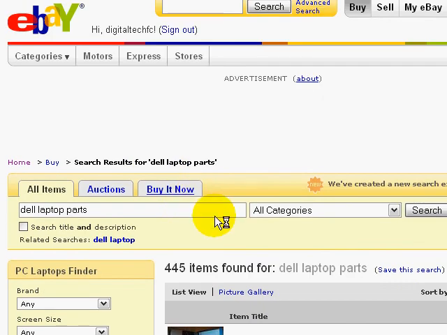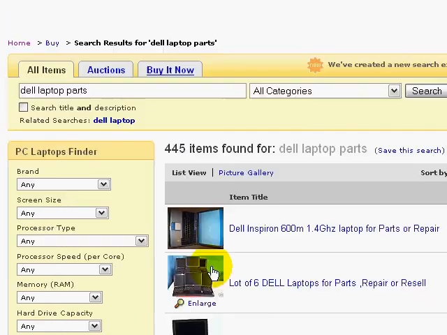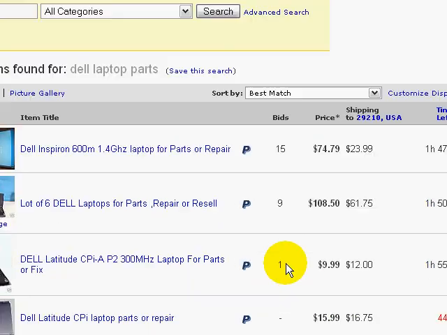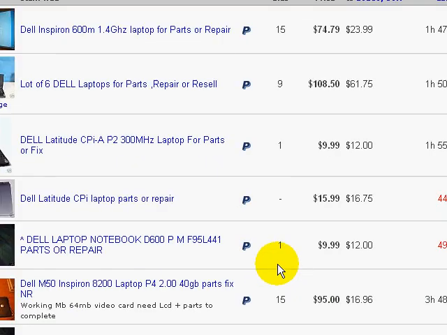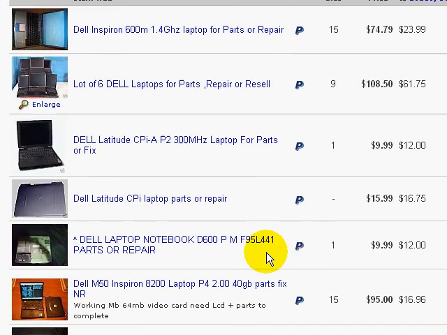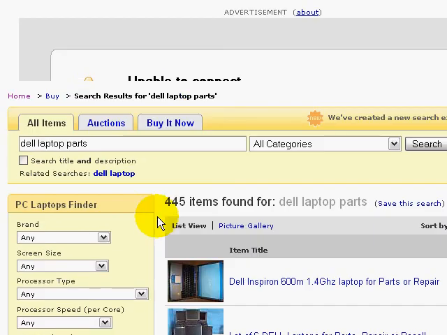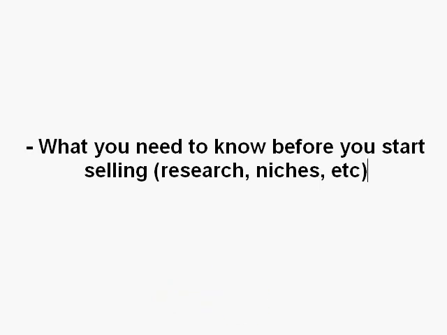And of course that narrows it down to only 445 items. But by doing so, you increase your actual bidding or conversion rate, because they're specifically looking for Dell laptop parts. They're not looking for HP parts, they're looking for Dell. So that right there can help you. So now you know how to do basic research, we can go on to actually creating an ad in eBay.